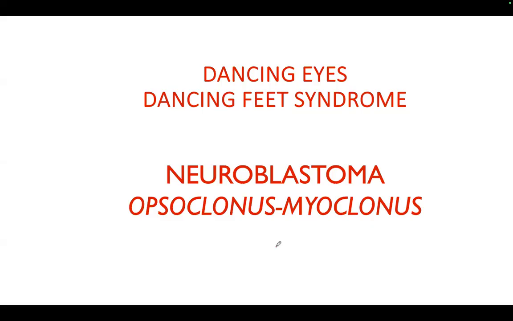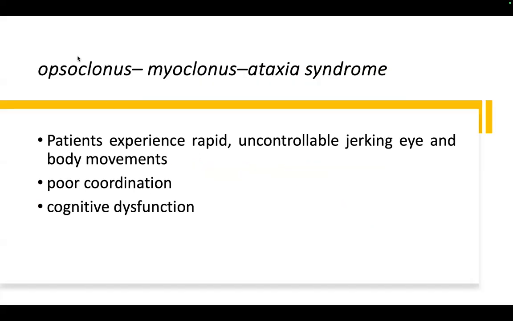Now let me add some supplements here. This is what we call the opsoclonus myoclonus ataxia syndrome, also known as OMA. They usually have uncontrolled, rapid, jerky movement of the eyes, the trunk, the limbs. There is also cognitive decline or cognitive dysfunction. There's also poor coordination. So this is the opsoclonus myoclonus ataxia syndrome.